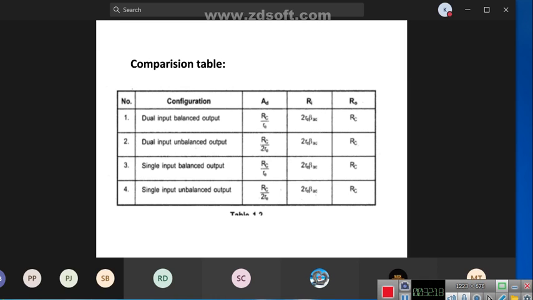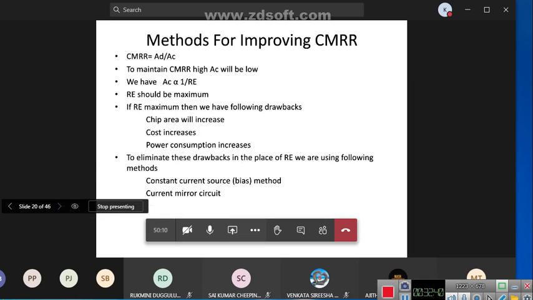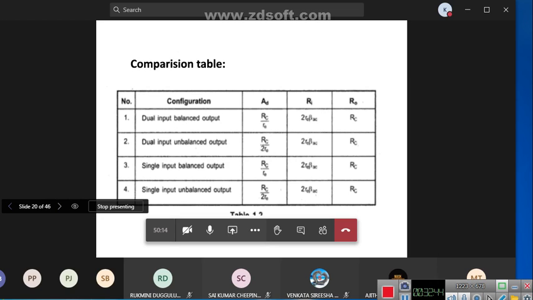The input resistance and output resistance are common for all configurations. So it is 2 RE dash into beta, that is the input resistance for all configurations, and the output resistance is RC. It is also same for all four configurations. So it is the comparison of differential amplifiers. Okay.